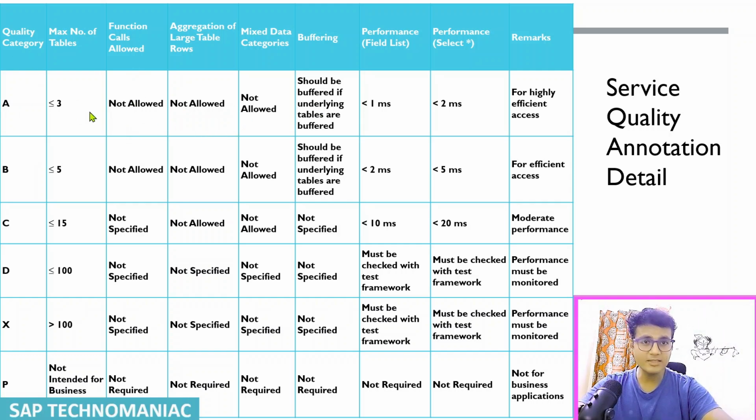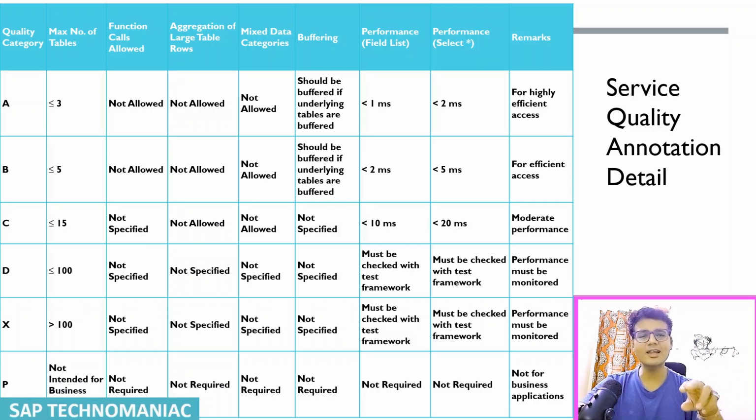If those function calls are there, then you should not use A as the service quality. And you should have less than or equal to 3 tables, and they should be buffered. If the underlying table is buffered, then your CDS also should be buffered. And apart from that, if you are fetching the sum of the fields, then you will get your result within 1 millisecond, irrespective of how much data you have in the database.